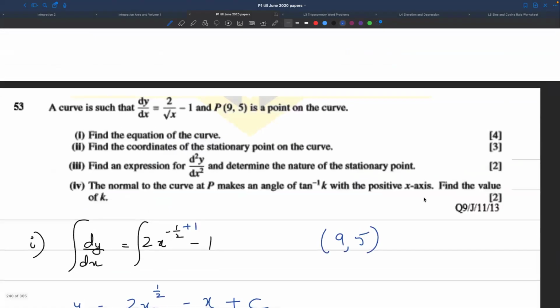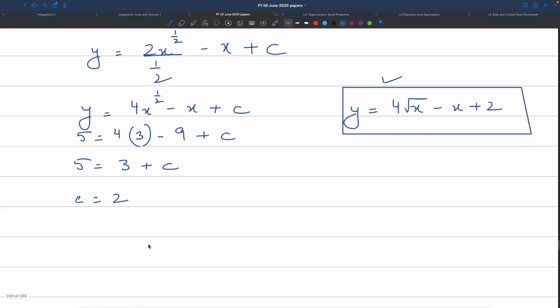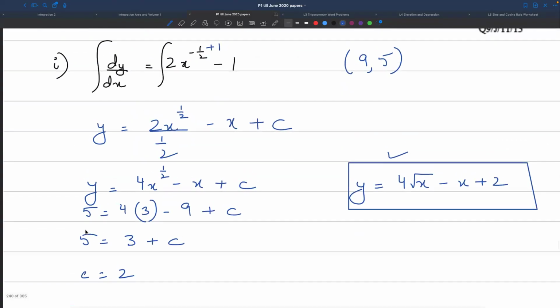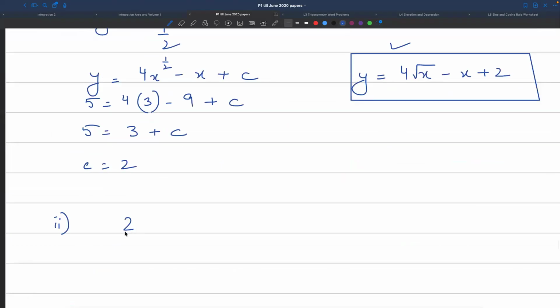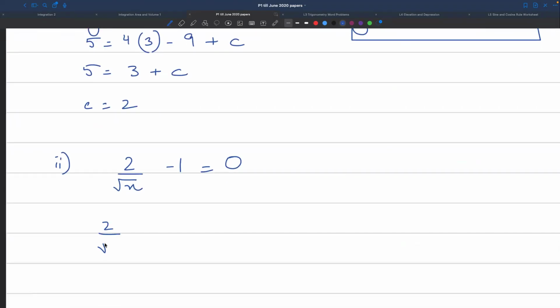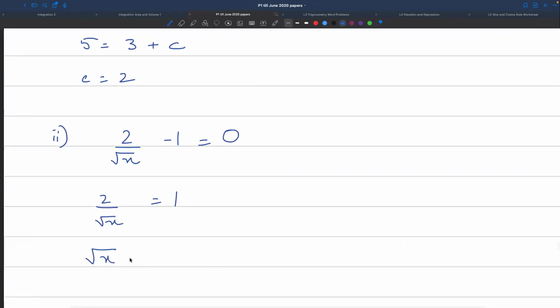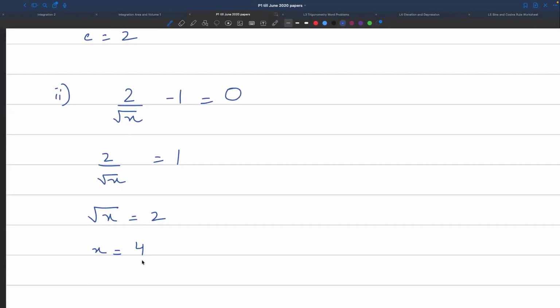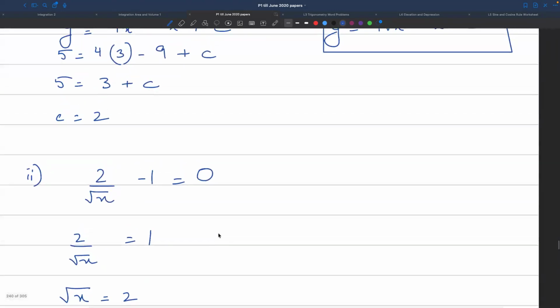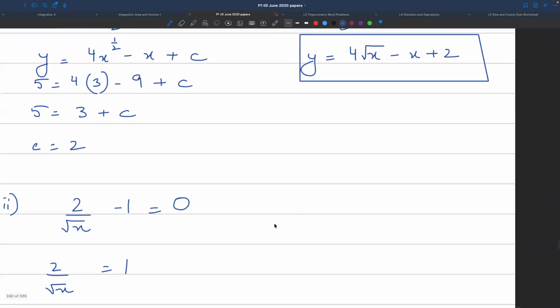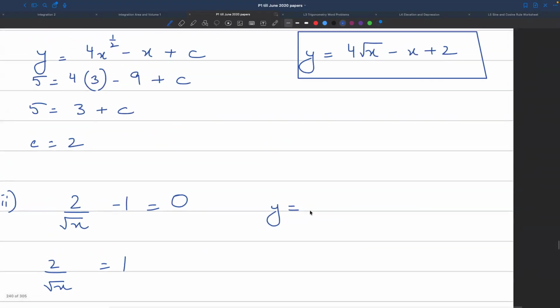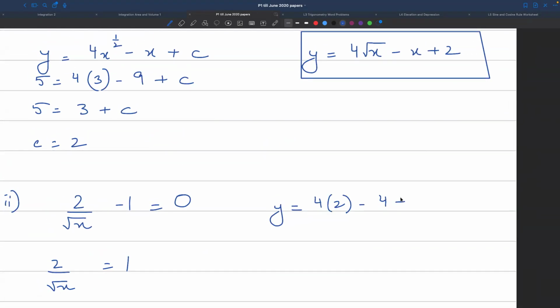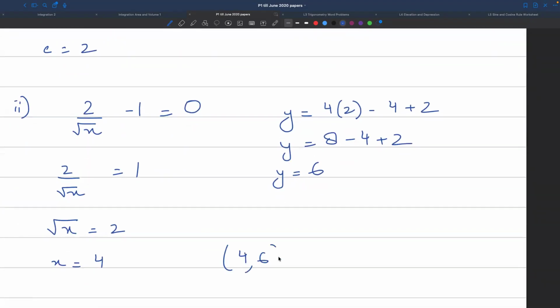Find the coordinates of the stationary point. Again, differentiation. Stationary point means dy dx will be taken equals to 0. So dy dx is already given: 2 upon root x minus 1, and I will write it equals to 0. 2 upon root x is equals to 1. Root x is equals to 2. And whole squaring both the sides, x is equals to 4. Once I have the value of x, to find the y value, I already have the equation. So in the equation, in place of x, I can write 4. So square root 4 is 2 minus 4 plus 2. The answer is 6. So the coordinates of the stationary point are 4, 6.